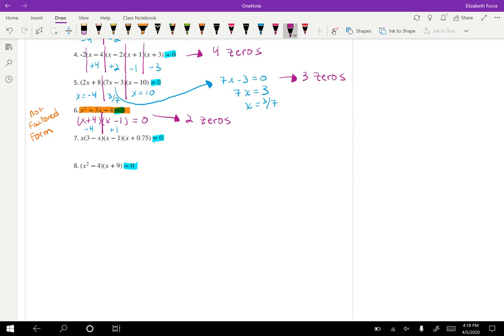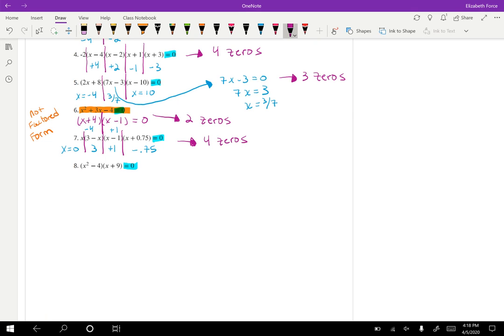If we look at number 7, we've got this x out front as a factor, 3 minus x as a factor, x minus 1, and then x plus 0.75. So don't get tripped up on that first one. The only thing that's going to make that first factor 0, is 0. Positive 3 for here, because 3 minus 3 is 0. Positive 1 for here, because 1 minus 1 is 0. And then in this last one, it's going to be a negative 0.75. So we've got 1, 2, 3, 4. So we've got 4 zeros for number 7.